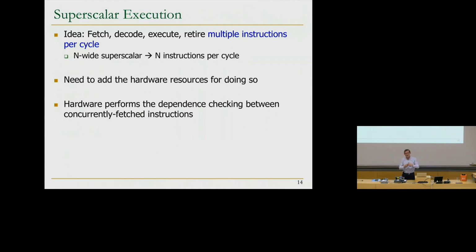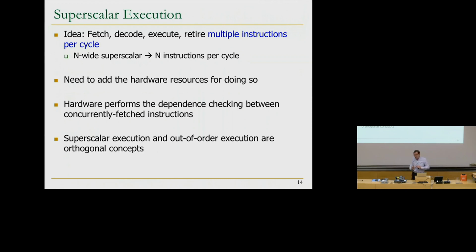You need to check for dependencies for instructions that are before you, and also for instructions that are being concurrently executed. I'm going to show you an example of this in a little bit. So this increases complexity, clearly, but the benefit is you have multiple pipelines for different instructions and you can get higher throughput. So this is very important.